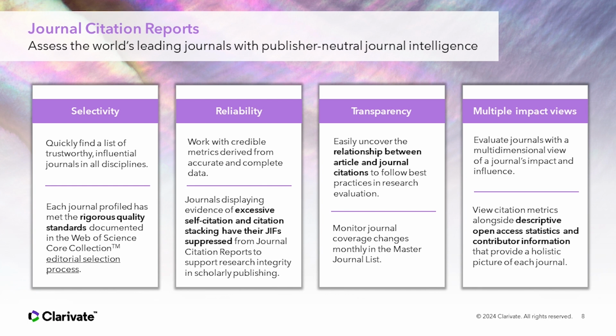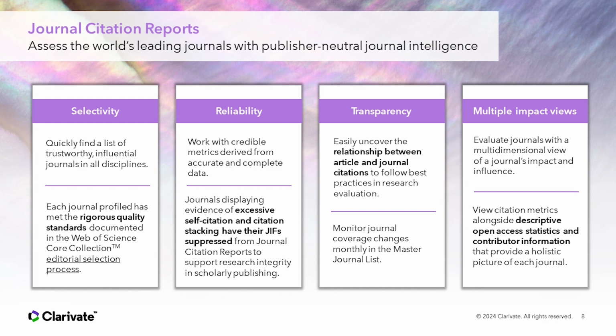Journal Citation Reports is not new. For almost 50 years, the scientific community has relied on the JCR, or Journal Citation Reports, as an authoritative source for journal metrics. And each year we do deep analysis to ensure that the data is accurate, objective, and complete. So, as I mentioned already, we screen for anomalous citation activity. And if we find that journals display evidence of excessive self-citation, for example, at the journal level, and citation stacking, then those journals are suppressed from Journal Citation Reports. The goal is to support research integrity.